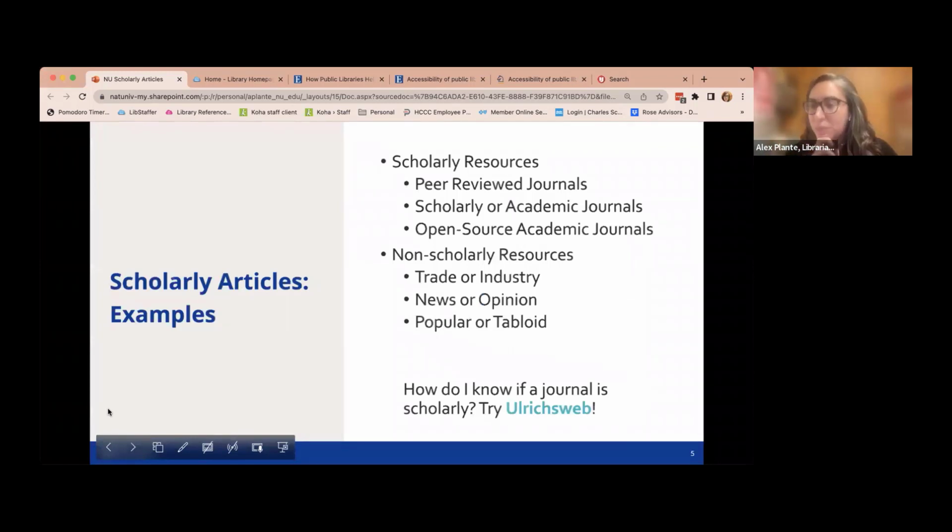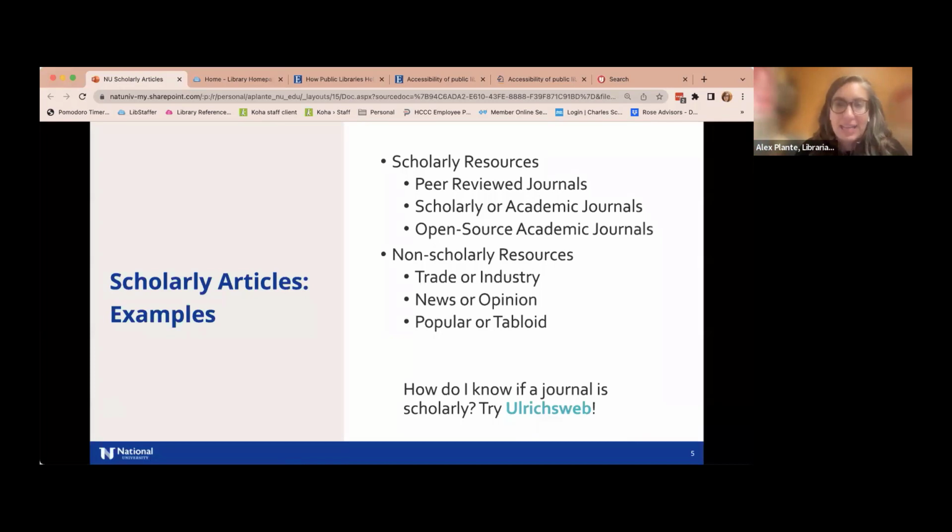So there's a couple of examples, right? Because again, you will hear people use the terms peer-reviewed journal, scholarly journal, academic journal. You hear them used interchangeably. So we want to talk about what that means, right? So scholarly resources, there are peer-reviewed journals, which is exactly what it sounds like. It is a journal that is peer-reviewed, okay?